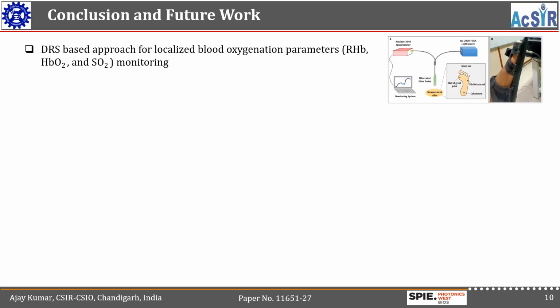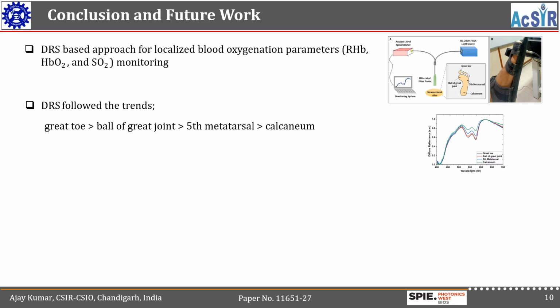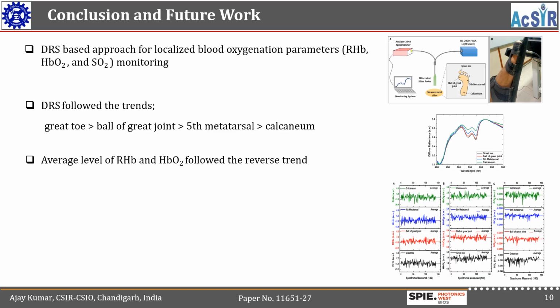A diffuse reflectance spectroscopy based approach can be used for blood oxygenation parameter monitoring from the foot sole of human subjects. Our obtained diffuse reflectance spectra followed this trend. We found the average levels of reduced hemoglobin and oxyhemoglobin followed the reverse trend. In conclusion, with our approach, we have quantitatively found the localized blood volume fraction of reduced hemoglobin, oxyhemoglobin, and oxygen saturation from the site of human foot sole.